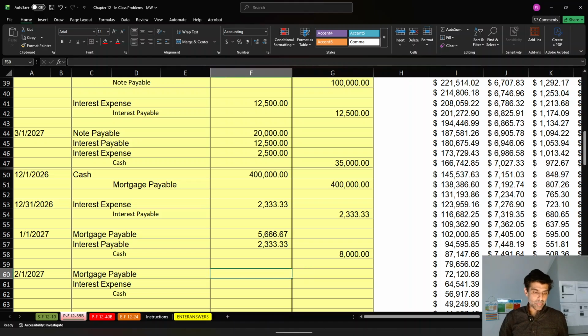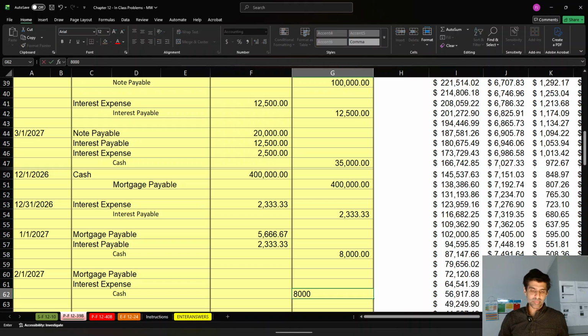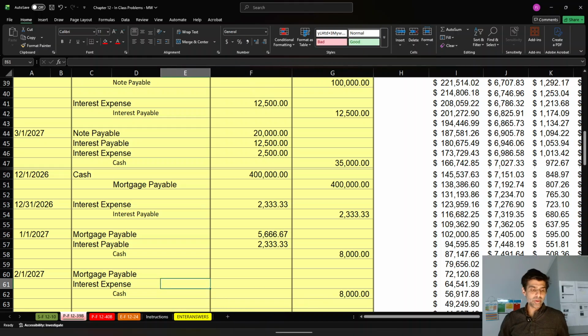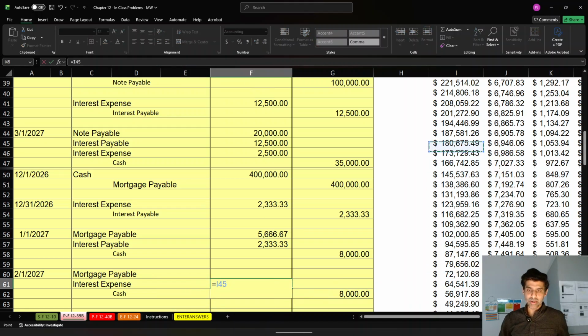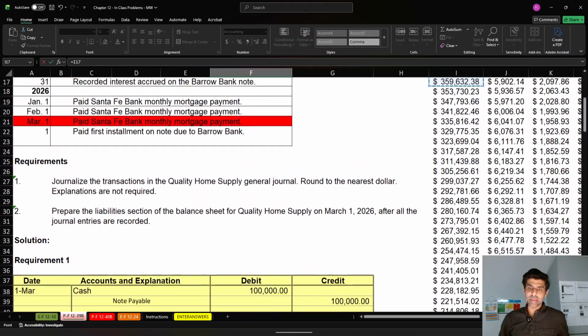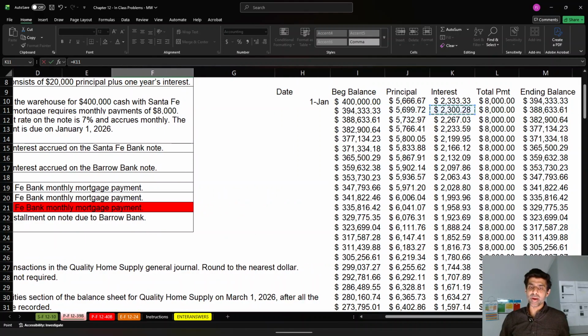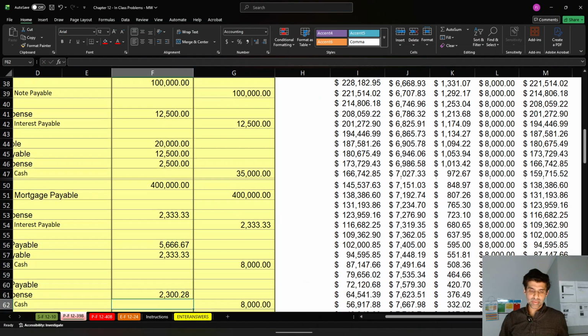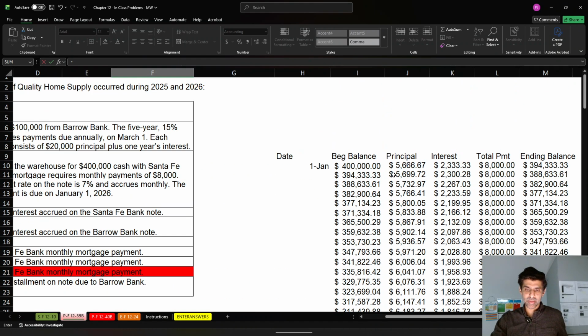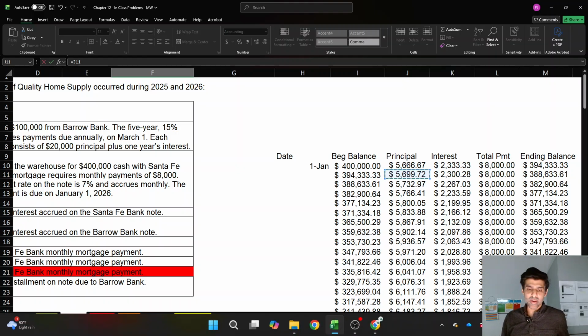Okay. So now what about the amount of cash? What is this? We don't have to look at the table for this. 8,000. We do have to look at the table to see how it's split between interest and principal. So I can just go up here. I'll look at the second payment. And so you can see here the split is 2,300, 288 interest. And the principal amount on the second payment is 5,699.